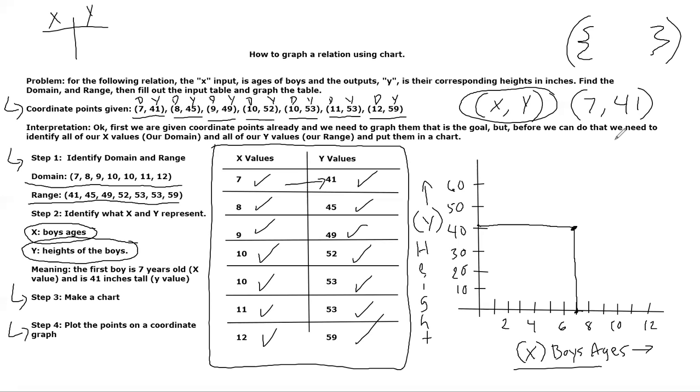Okay, the next one, 8 and 45. So we have 8 here, right? And 45 is somewhere in between. Let's go up here, right? 8 and 45 is roughly around there. Cool, we have 9 and 49. It's a little bit below, but right above it. Okay, the next one is 10 and 52. Then we have 10 and 53. Okay, 10 and 53 is right on top.